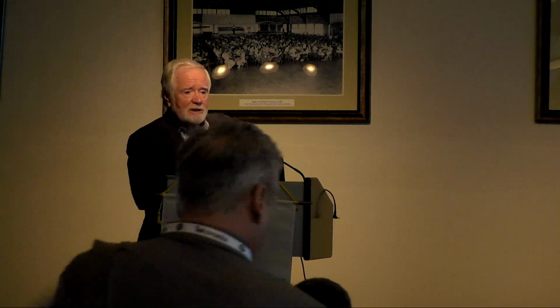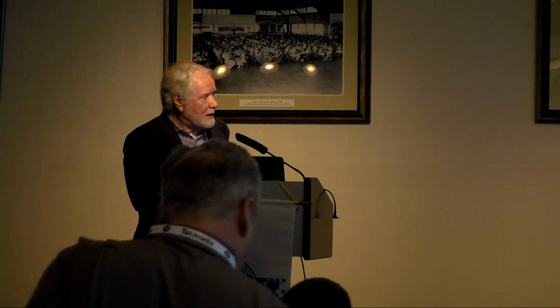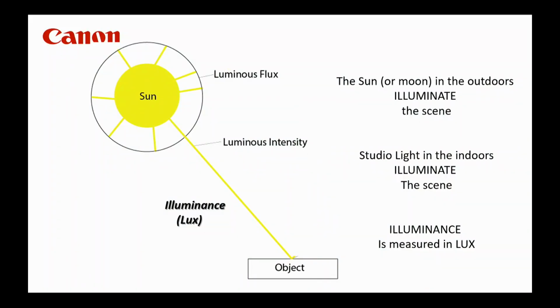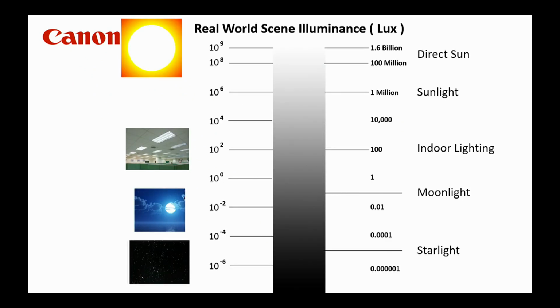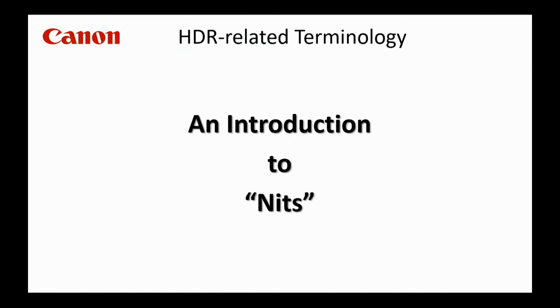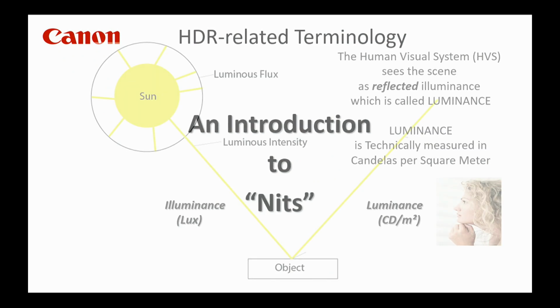So, jumping in, just a little terminology. When you light a scene with the sun or in studio, you're pouring illuminance down. Illuminance comes down onto the set, onto the scene, measured in lux. And then the sort of scene illuminations that we have in the real world, if you look straight at the sun, you're looking at 1.6 billion lux, so I don't think you do that too much. But you can see it's just an enormous range of illumination in our real world, and we can see in all of those environments.